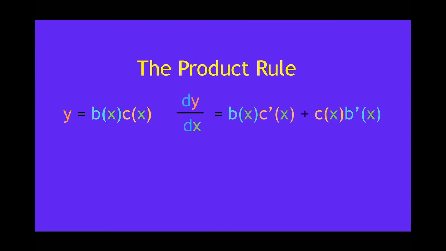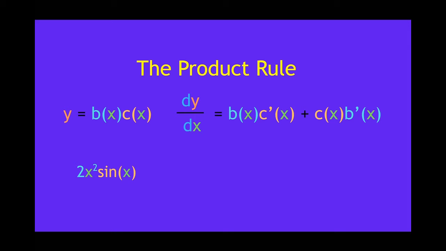The next rule we're going to talk about is the product rule. So if we have two functions being multiplied together, then the base form would look something like y is equal to b of x times c of x, where b of x and c of x are two functions. And the derivative of this would be dy over dx is equal to b of x times c prime of x plus c of x times b prime of x, where the primes are showing the first derivatives, or just the base derivative of each function.